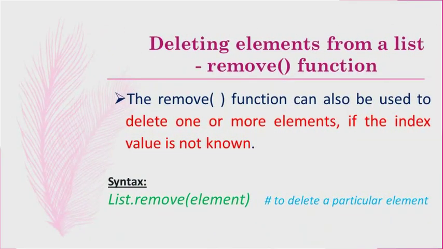Okay, so next is the remove function. If you do not know the index value of that element, then you can use the remove function to delete that element. Here you have to delete the element by using the element name, not the index value, by using the name. This is the syntax: list.remove(element). Here you have to specify the element name.